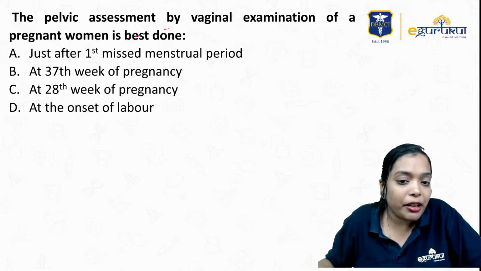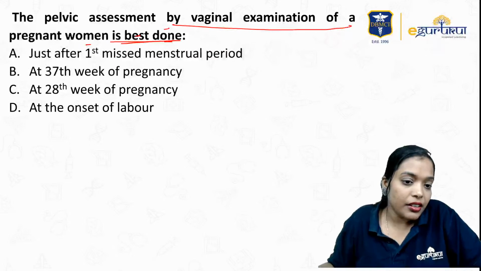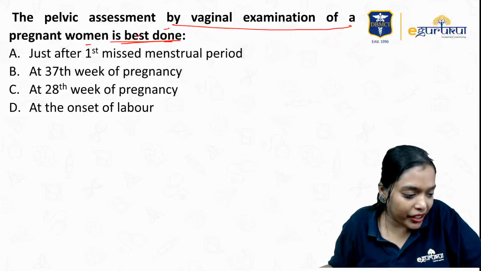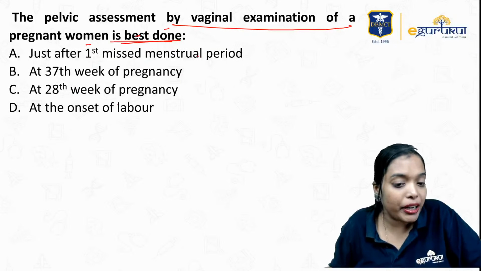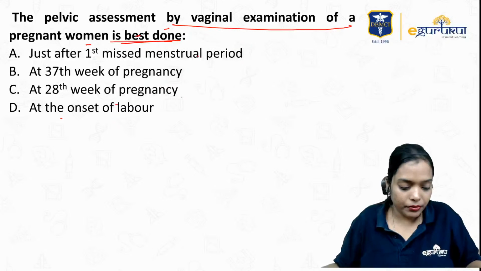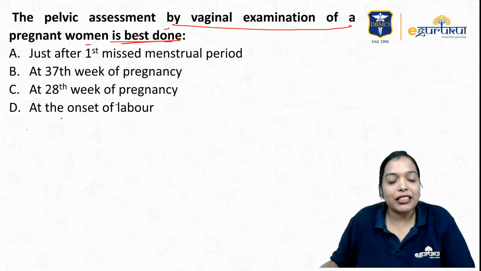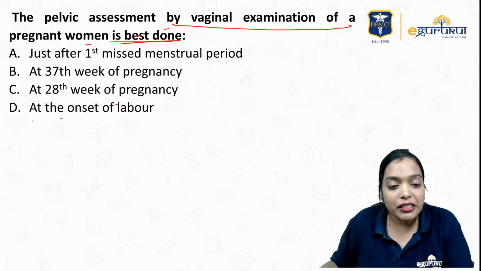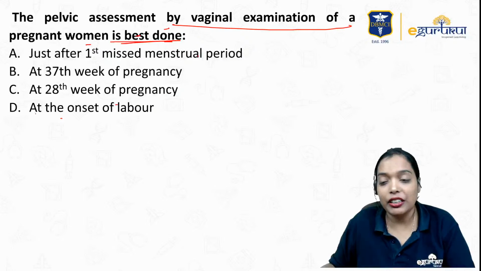The pelvic assessment by vaginal examination of a pregnant woman is best done just after the first missed menstrual period, at 37th week of pregnancy, at 28th week of pregnancy, at the onset of labor.